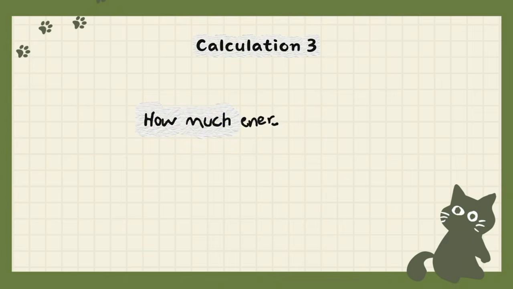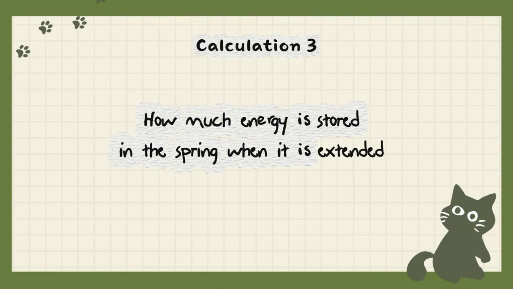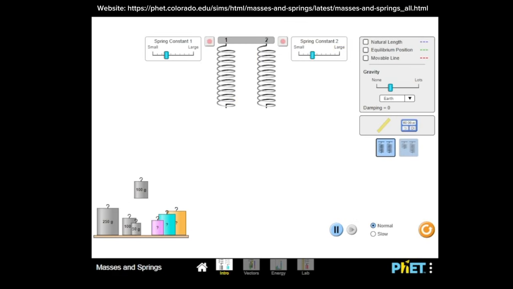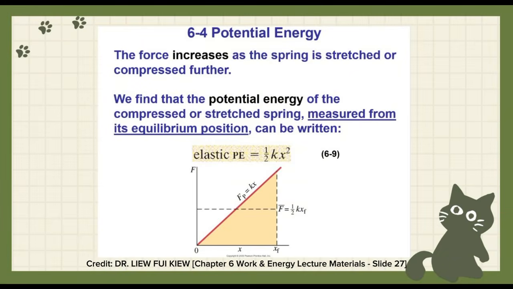The third question is how much energy is stored in the spring when it is extended to 0.05 meter. Before answering this question, we need to know what type of energy is stored in a spring when it is stretched. When a spring is stretched, it will possess potential energy, specifically elastic potential energy. The formula to calculate the elastic potential energy is 1/2 kx squared.